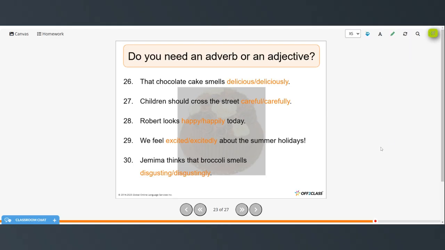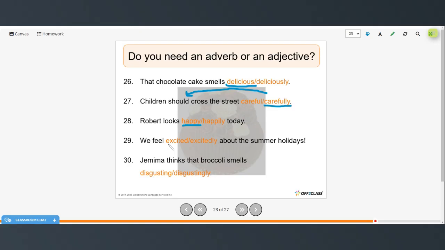So that chocolate cake smells delicious. So that's smells is a sense verb. So that's why we use the adjective delicious. Children should cross the street carefully. So here it's modifying the verb should cross. Robert looks happy today. So again, looks is one of the sense verbs. So that's why we use the adjective happy.